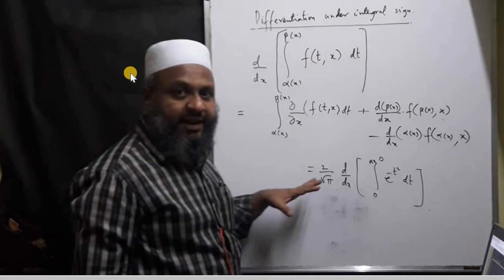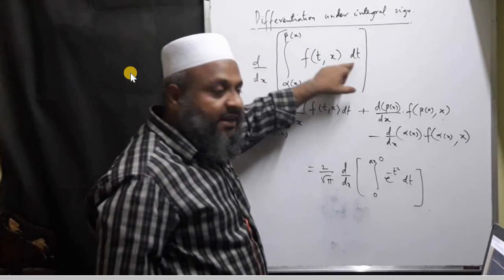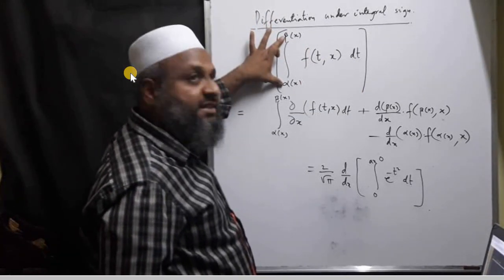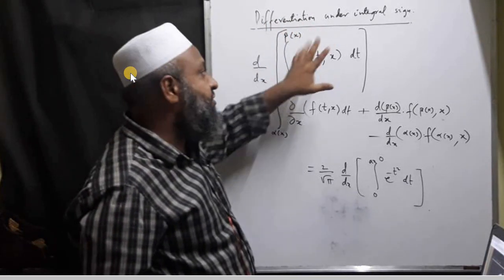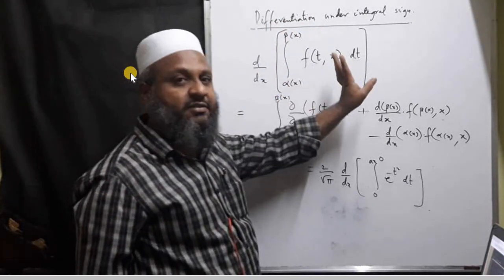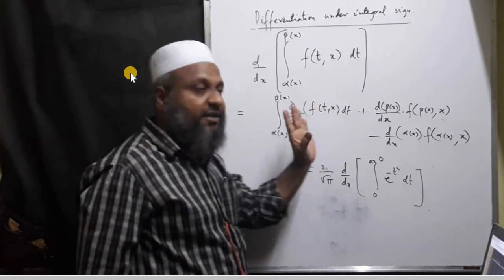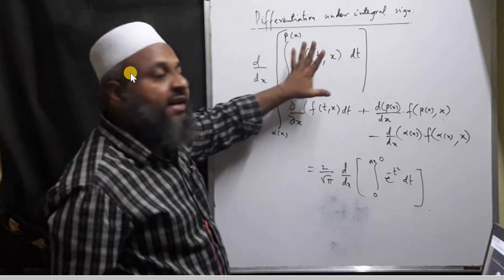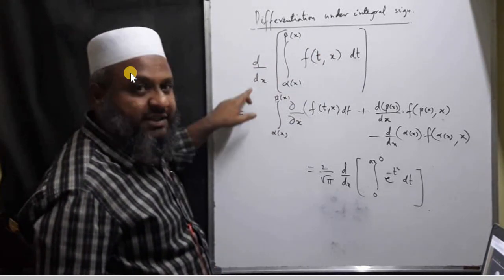I'll repeat once again. There is a function of two variables. Integration is done with respect to t and t limits are substituted as alpha of x and beta of x. Once that is done, it is going to become a function of x because t is gone. T is the variable of integration, upper limit and lower limit are substituted, t is gone. So this is a function of x only, and we are finding the ordinary derivative of that with respect to x.